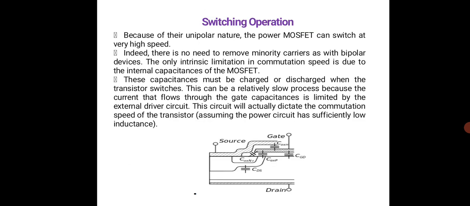Switching operation: because of their unipolar nature, the power MOSFET can switch at very high speed. Indeed there is no need to remove minority carriers as with bipolar devices. The only intrinsic limitation in commutation speed is due to the internal capacitances of the MOSFET. These capacitances must be charged or discharged when the transistor switches. This can be a relatively slow process because the current that flows through the gate capacitances is limited by the external driver circuit. So this circuit will actually dictate the commutation speed of the transistor, assuming that it has sufficiently low inductance. Thank you.